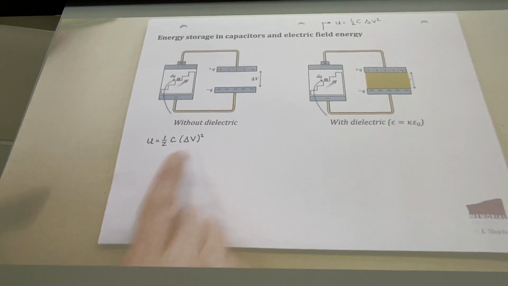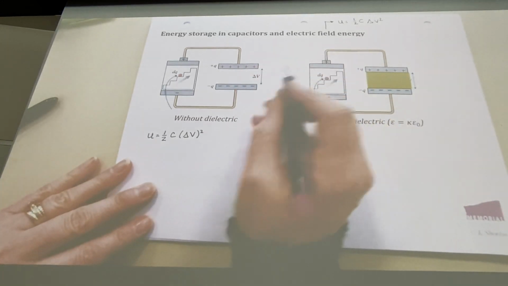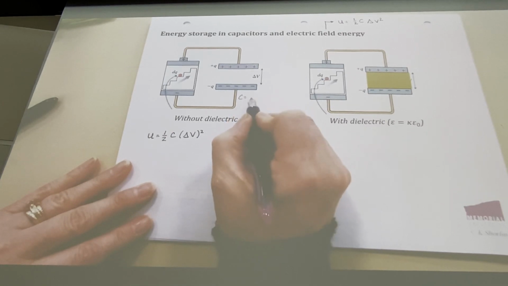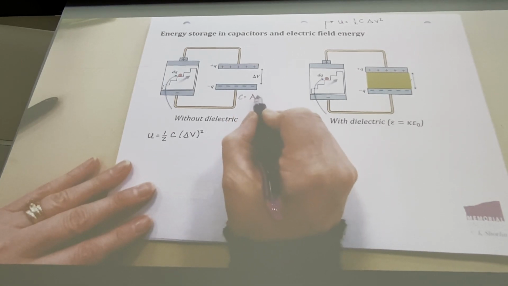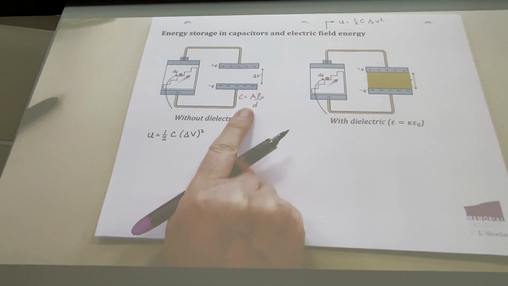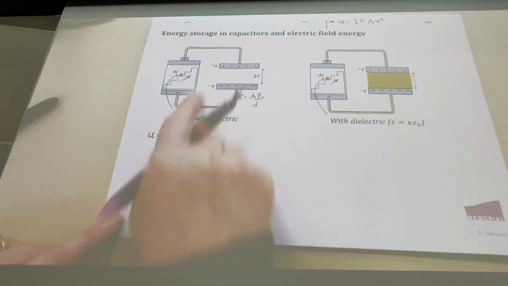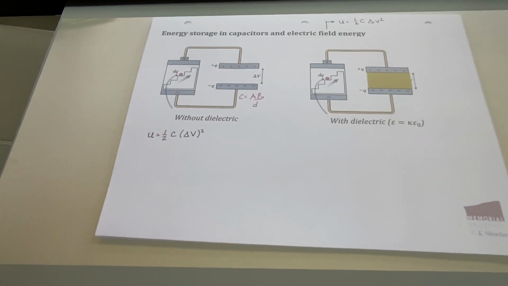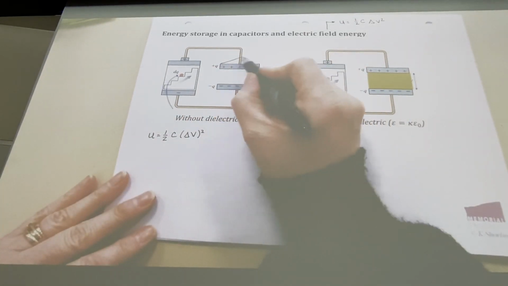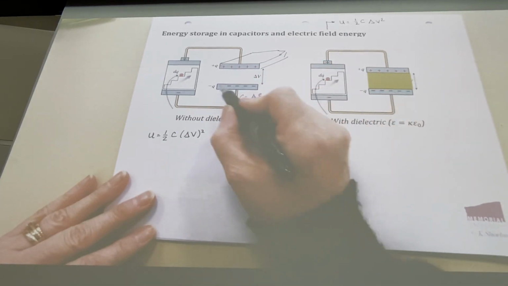Let's think about C and delta V, what those two things are. Well, our capacitance C is equal to the area times epsilon naught divided by D. And let's just get specific about this for a moment. This is a two-dimensional picture of a capacitor, but really it has finite size, right? The plates have an area A.